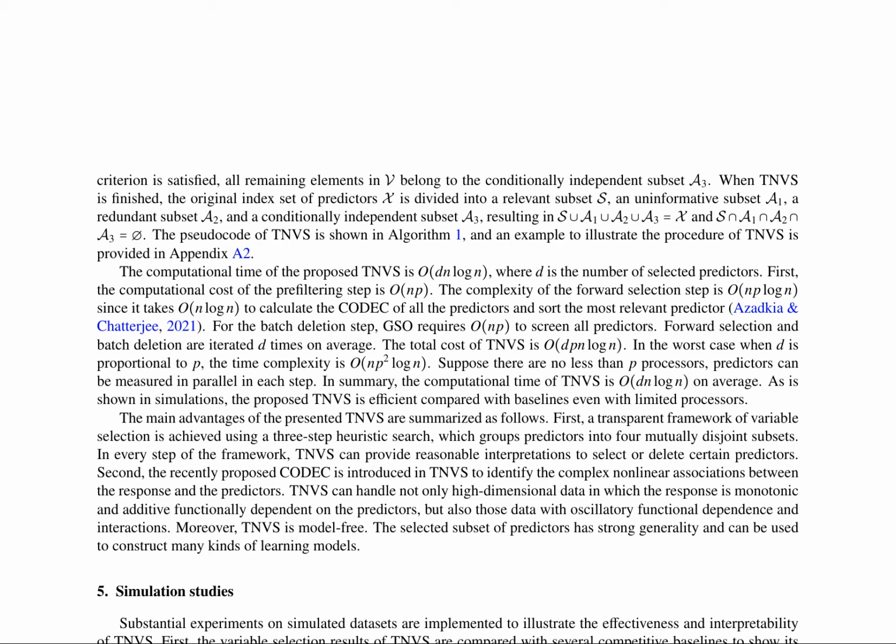The authors propose a novel variable selection method, TNVS, which divides the index set of predictors into four mutually disjoint subsets: relevant, uninformative, redundant, and conditionally independent predictors. This method consists of three steps: prefiltering, forward selection, and batch deletion. The computational time of TNVS is O(dn) ln, making it efficient even with limited processors.